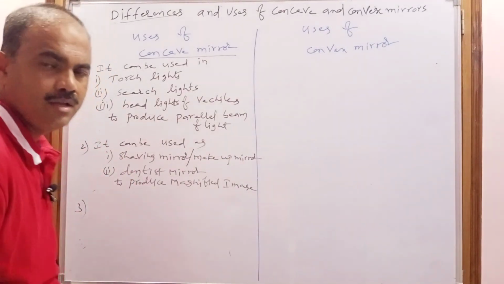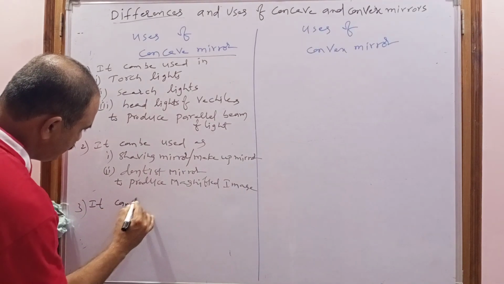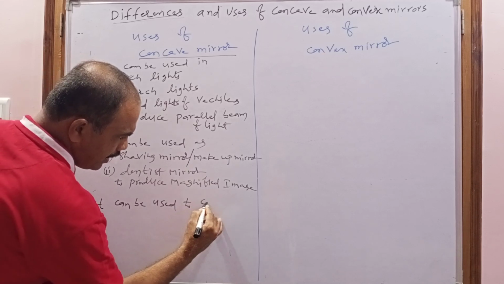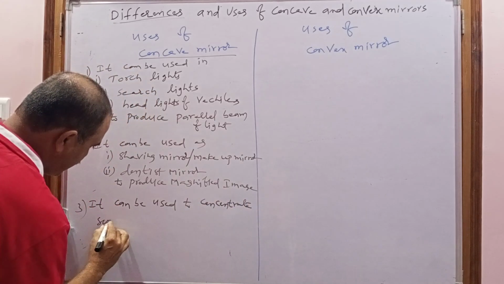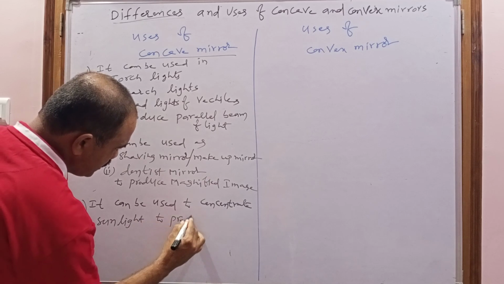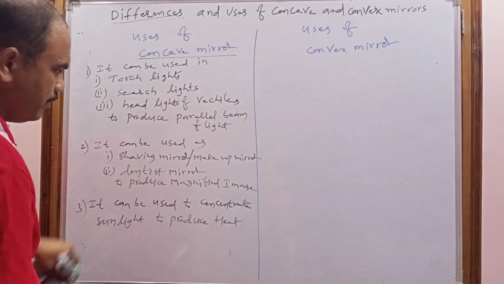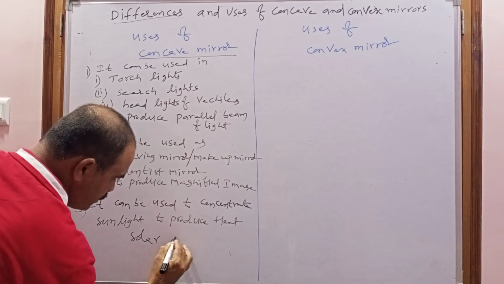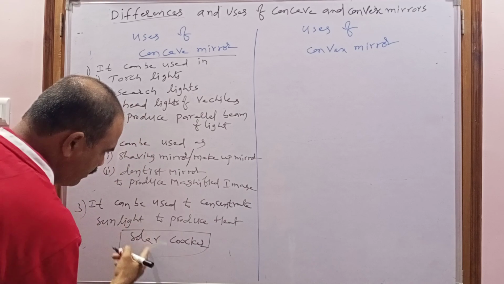That's why it can be used as a solar cooker. So what is the third use? It can be used to concentrate sunlight to produce heat. It can be used as a solar cooker. This is the principle involved in the solar cooker.